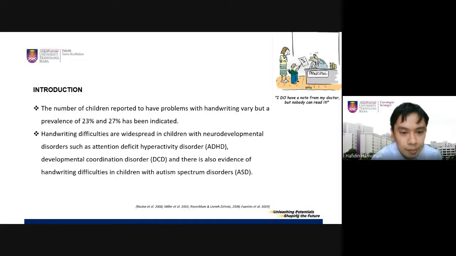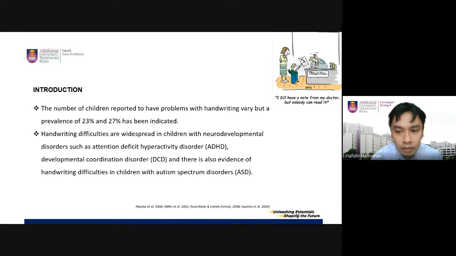Next. Okay. Based on previous study, the number of children reported to have problems with handwriting vary, but the prevalence is between 23% and 27%.